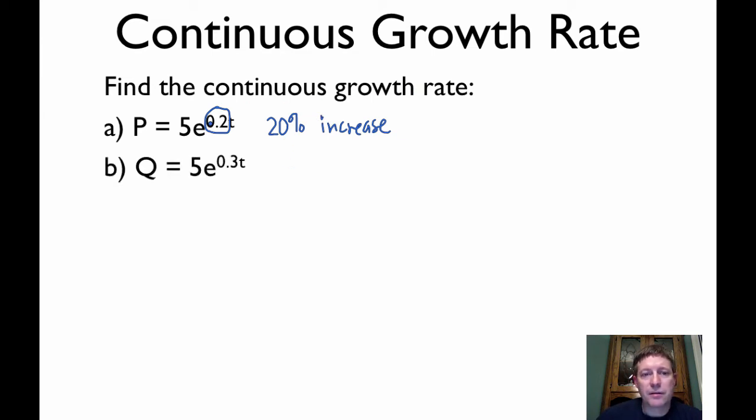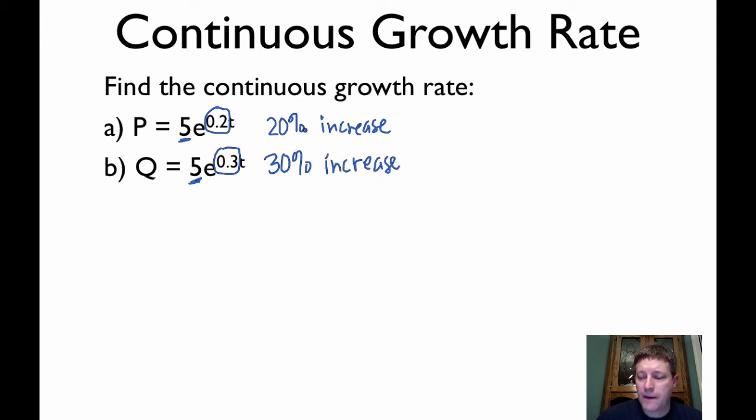This equation is starting with an initial amount of 5, just like the previous one, but this growth rate would be 30%. So this particular function has a 30% continuous growth rate that's increasing.